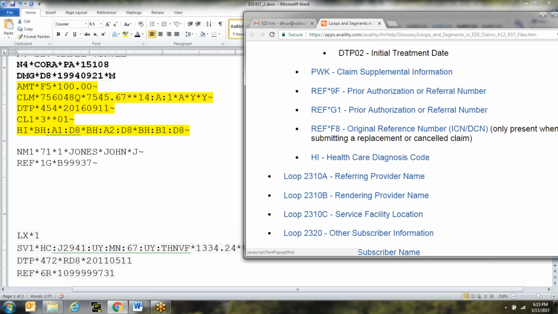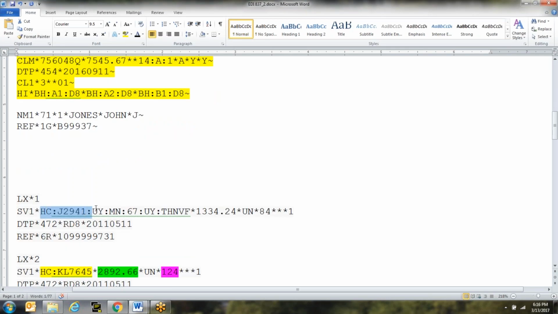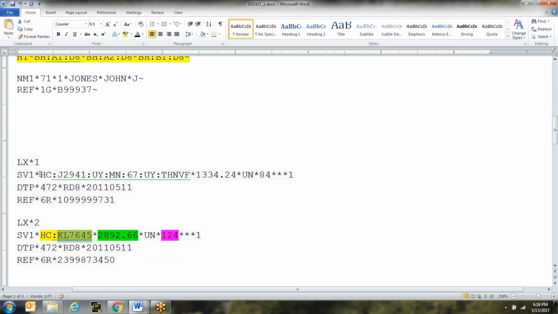Now, just the last thing for this topic, and then I'll move on to our main topic for today. Even though it's a short one, I want you to understand one thing. The other day, if you remember, we discussed this code, highlighted in yellow, HC colon this. This was the actual ICD code, KL7645. J2941 was the actual ICD code of the treatment given to this patient.